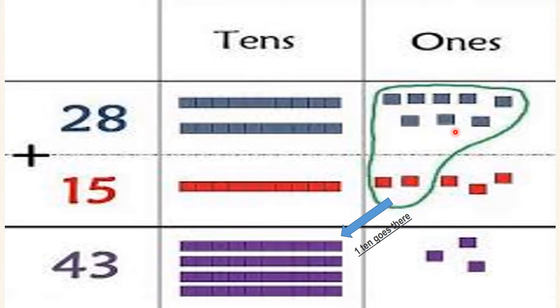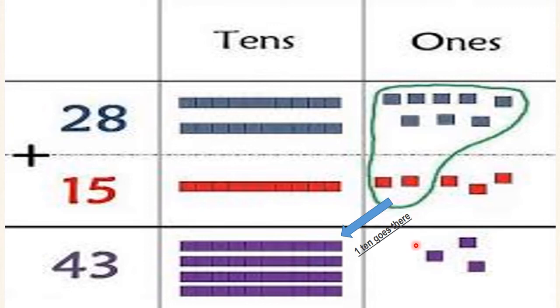13 ones. You know that 10 ones make 1 ten. Okay? So let's transfer the 10 ones to the tens column. And how many are remaining? 13 minus 10 is 3. So 3 ones are remaining here. I have transferred 10 ones to this column, which is actually 1 ten.